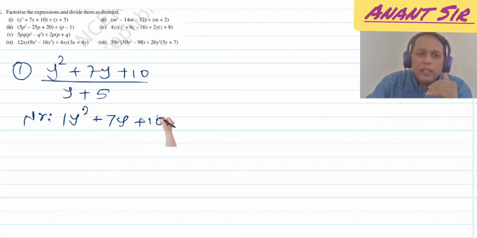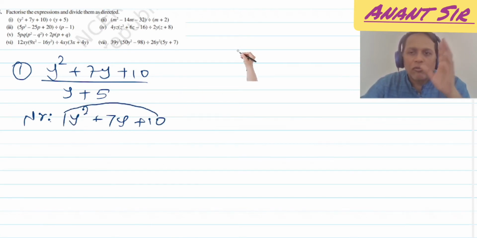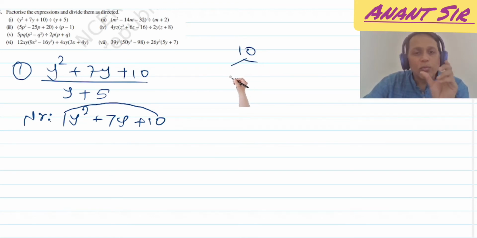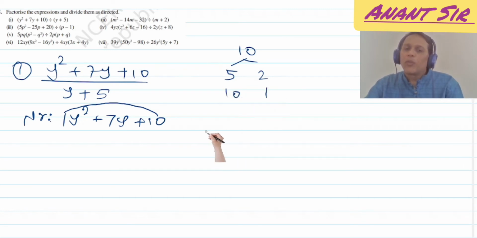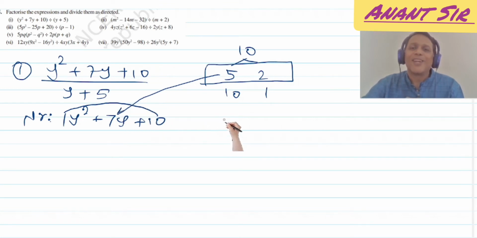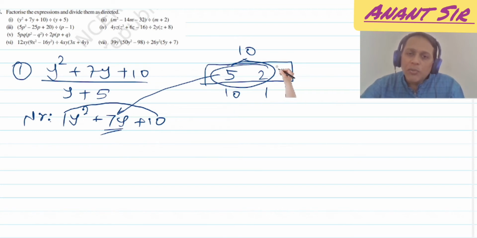Then we multiply the first and last. This is our first step. So 10 ones are 10. Now we have to find the pairs whose multiplication will be 10. So it is 5 twos are 10, 10 ones are 10. Now out of these two pairs, one pair is our answer. If you add or subtract the numbers in that pair, you should get the middle term as the answer. So if you add 5 and 2, you get 7, right? So this pair is our answer.